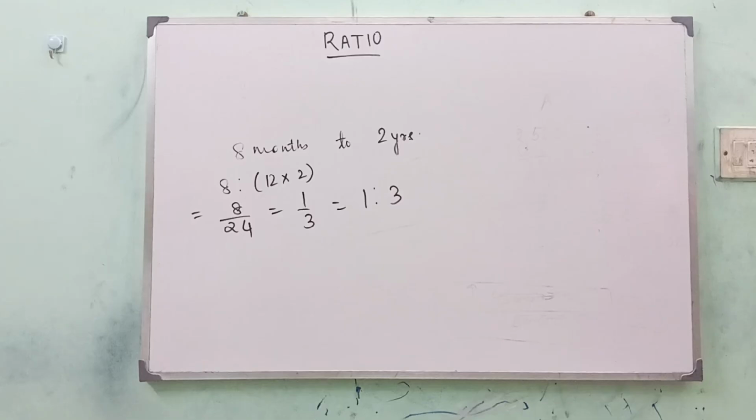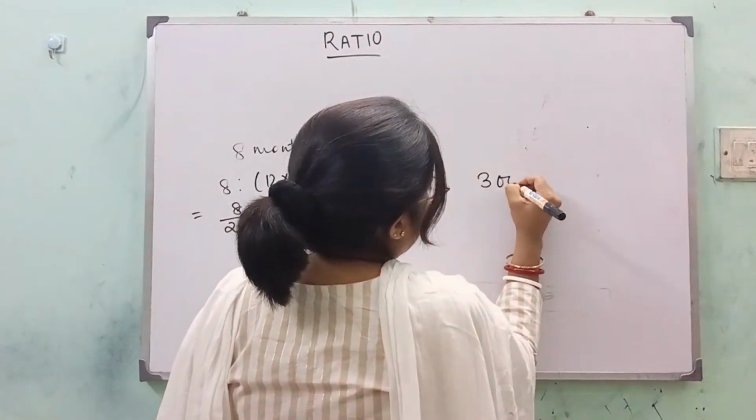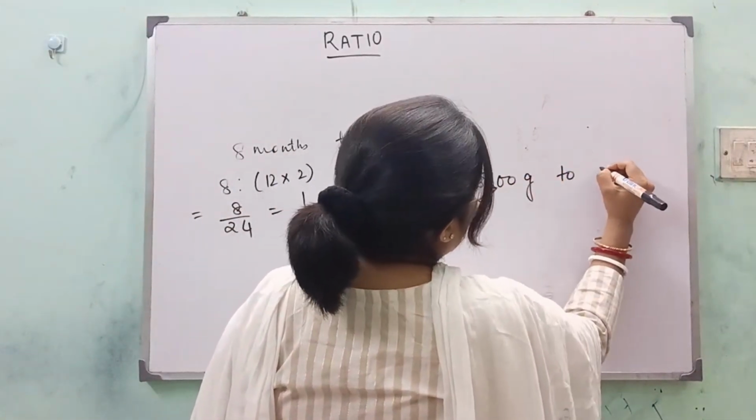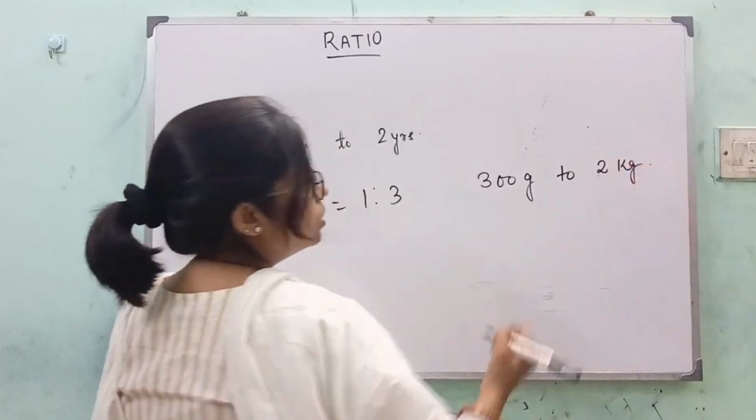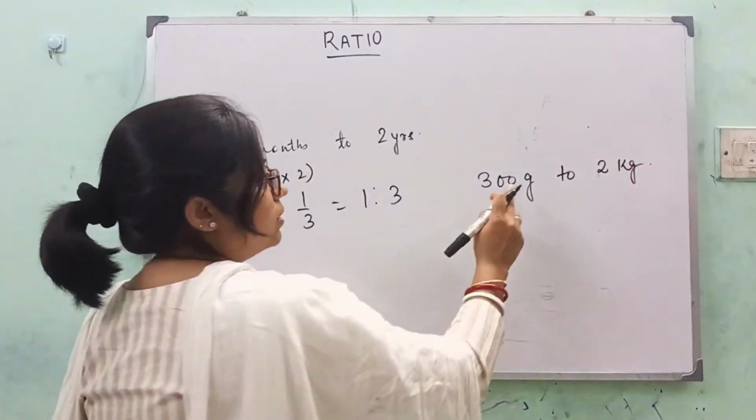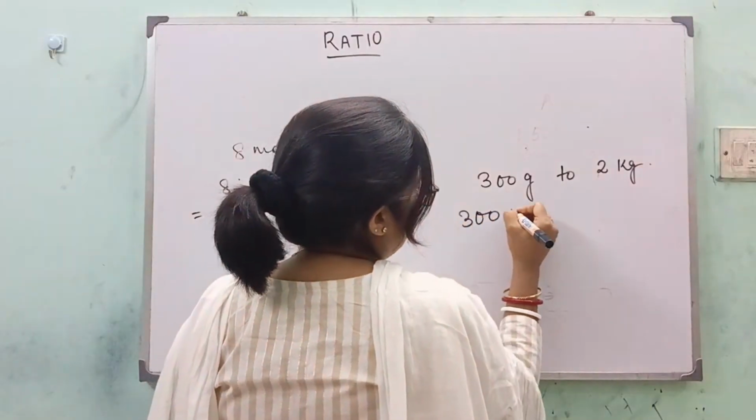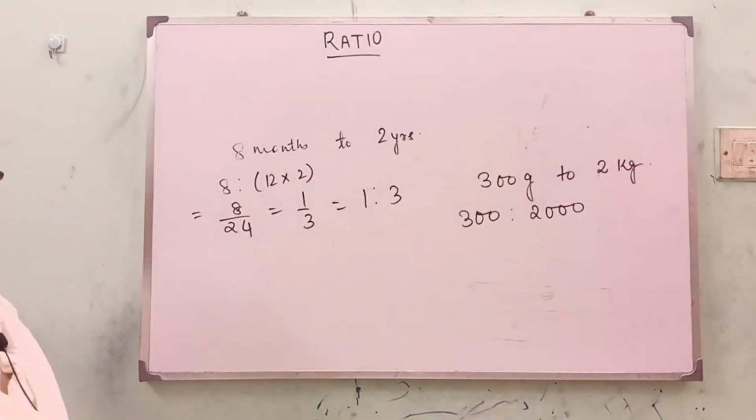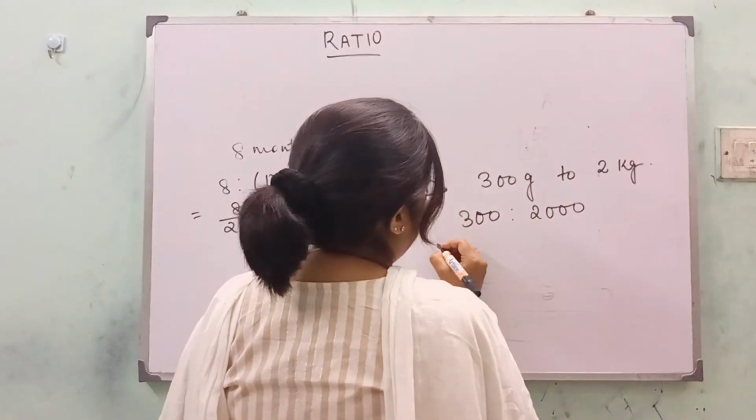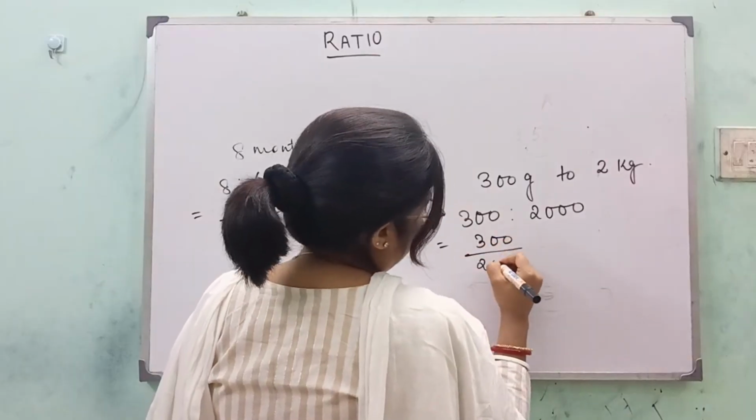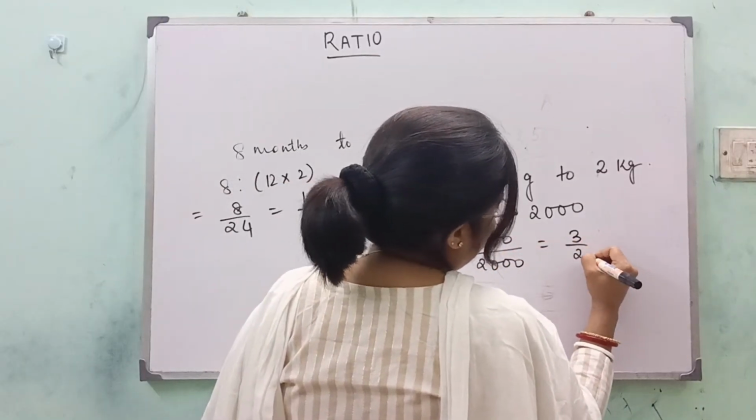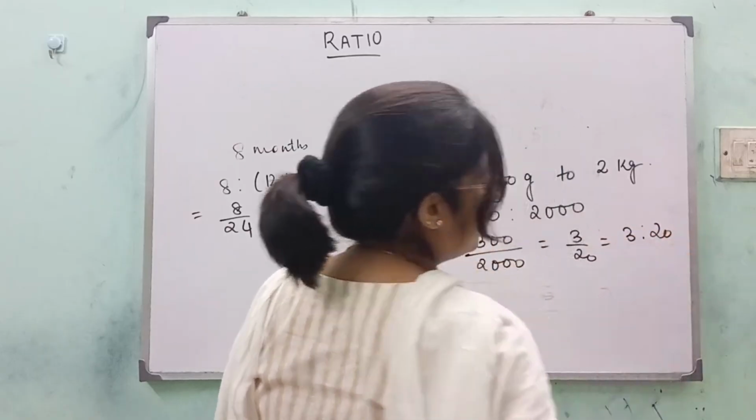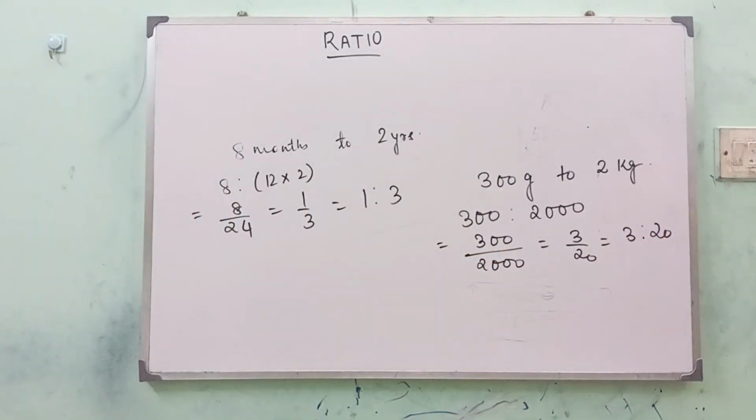Secondly, if I give you a sum, say 300 grams to 2 kg. Both belong to mass, but units are different. So this becomes 300 to 2000. Why? I have converted the kg to grams. So this is 300 by 2000 or 3 by 20. Your answer is 3 is to 20. So make sure that whenever the units are not the same, you are converting them to the same unit.